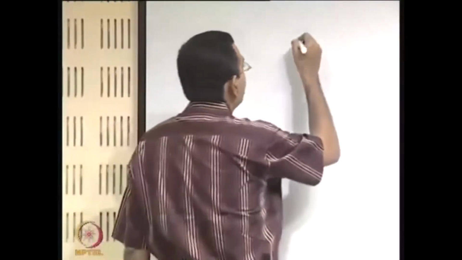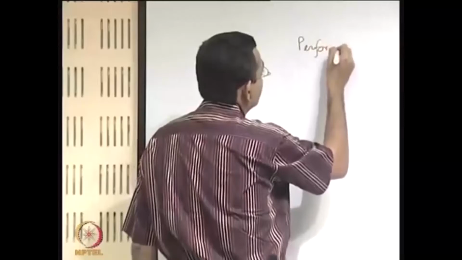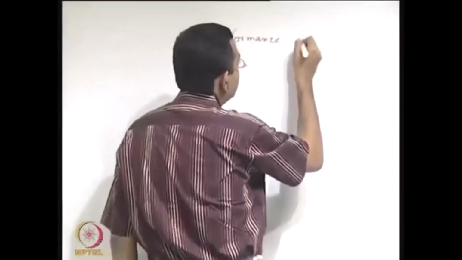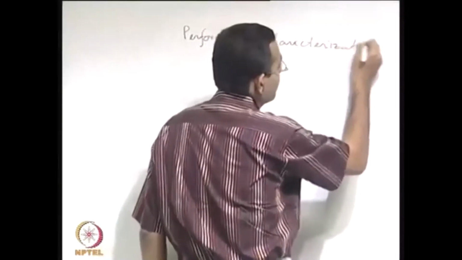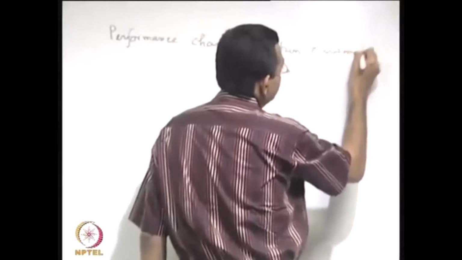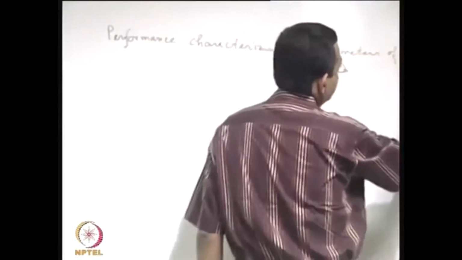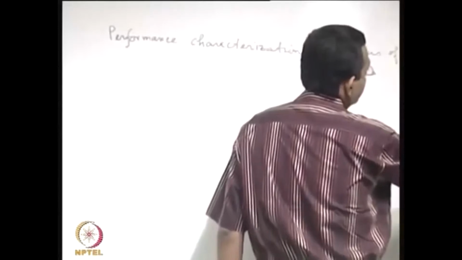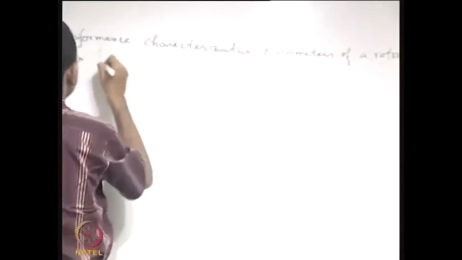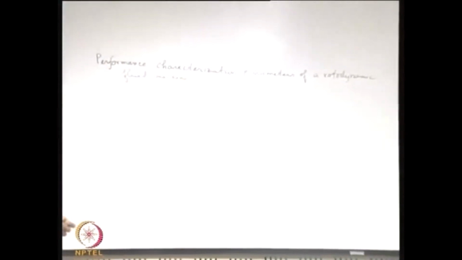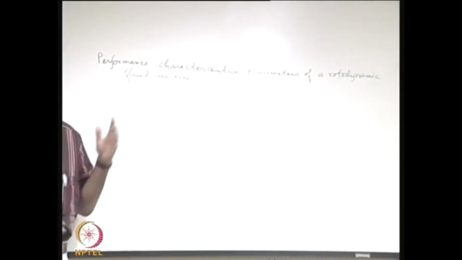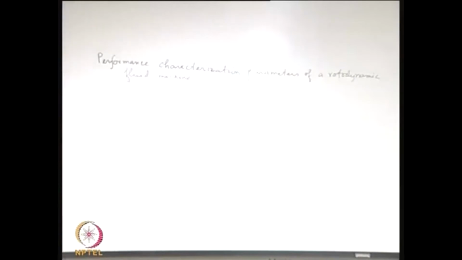a more generic example where we try to have a performance characteristic assessment through the performance characterization parameters of a rotodynamic fluid machine. We will keep in mind here that we are not really treating the most general case where the density could also be a variable. Here we are considering a constant density case.